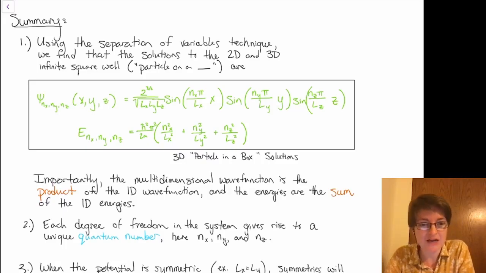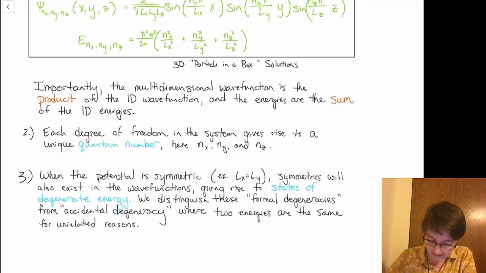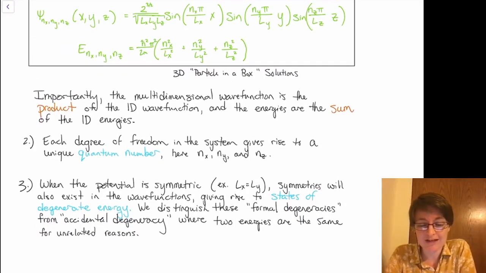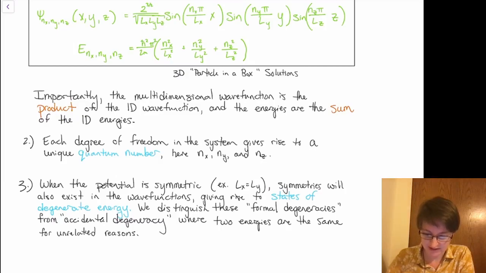The other important takeaway from today is that each degree of freedom in the system gave rise to a unique quantum number. So in the 2-dimensional case, we had 2 quantum numbers, and in the 3-dimensional case, we have 3 quantum numbers, n sub x, n sub y, and n sub z. And then last but not least, special things happen when you get symmetries in a potential. Symmetries in a potential frequently give rise to symmetries in a wave function. And when we have wave functions that have identical shapes but maybe are rotated differently, that means that we get states of degenerate energy. And we learned in this class how to classify some of those degeneracies as formal degeneracies and some of those degeneracies as accidental degeneracies.